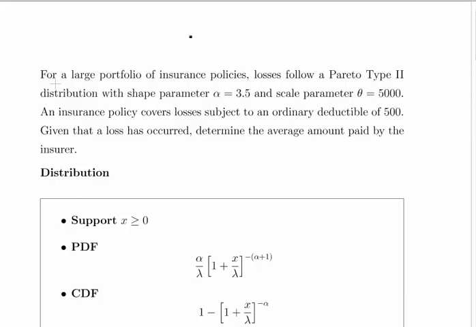Okay, in this presentation we are going to look at the Pareto Type 2 distribution, and this is an insurance industry application. For a large portfolio of insurance policies, losses follow a Pareto Type 2 distribution with a shape parameter alpha equals 3.5 and a scale parameter theta equals 5,000.